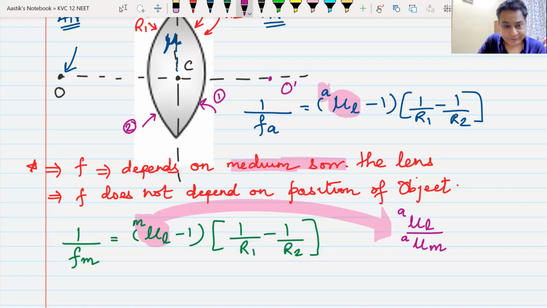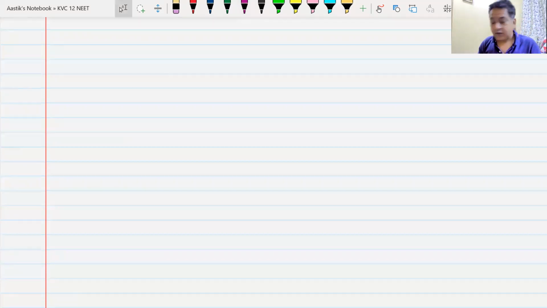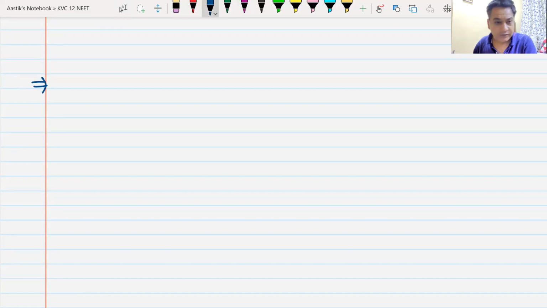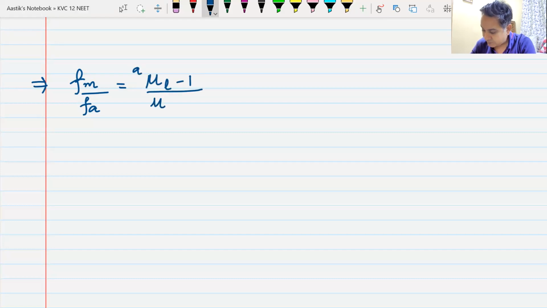Completed? Okay. Now, next point, every point is an important point. I can write the formula for focal length in the medium divided by focal length in air. What will be the formula? You can put the formula and get the answer. It will be mu of lens with respect to air minus 1 divided by mu of lens with respect to medium minus 1. Do we get this? Yes or no?